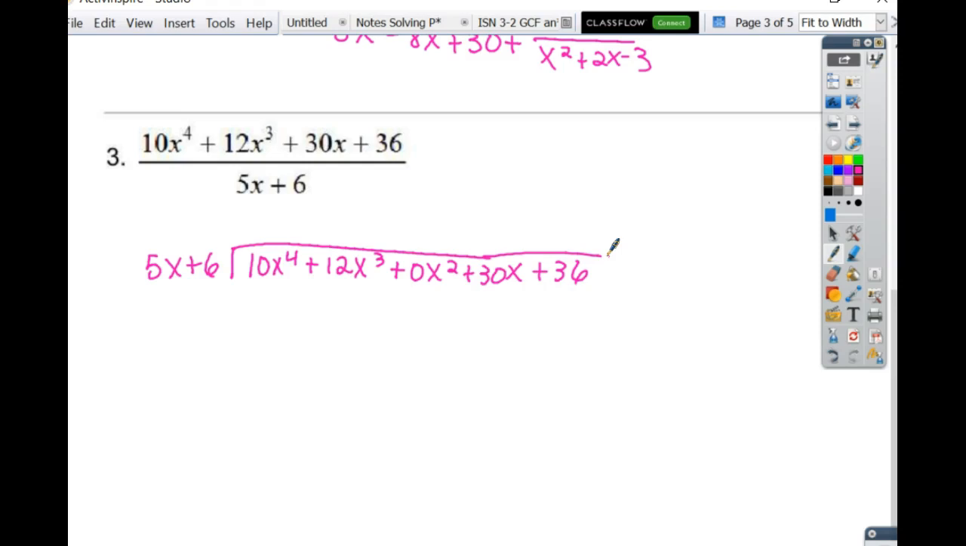Okay. First step, same every single time. Write it down on your paper. What is it going to be, the first step? Perfect.